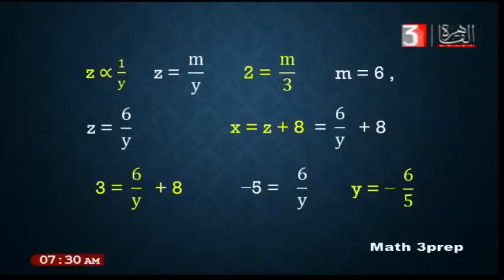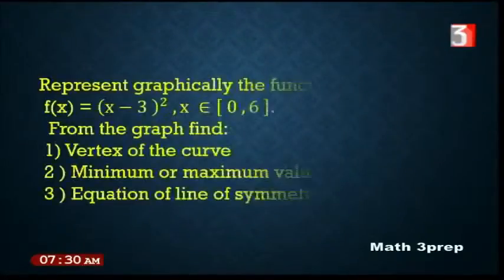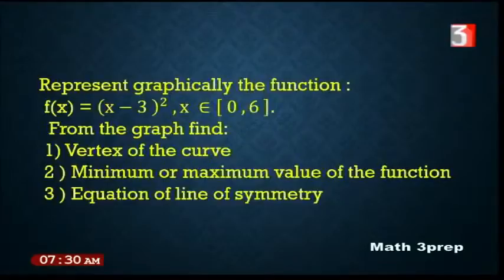Let us have another example. Represent graphically the function f of x equals x minus 3 all to the power of 2, where x belongs to the closed interval 0, 6. And from the graph, find the vertex of the curve, the minimum or the maximum value of the function, and the equation of the line of symmetry of the curve.